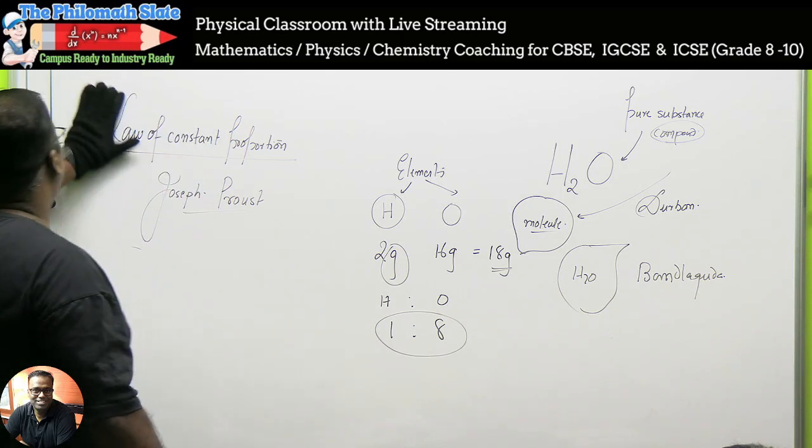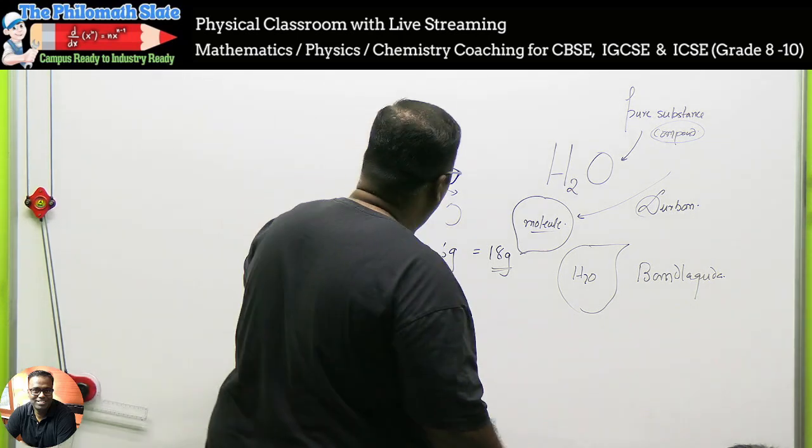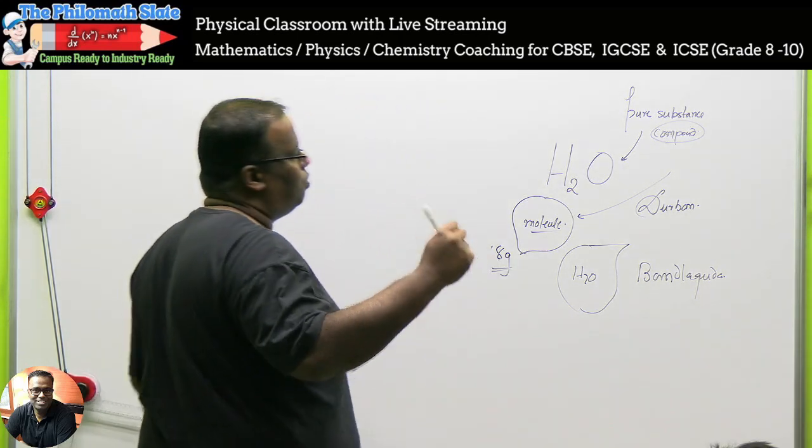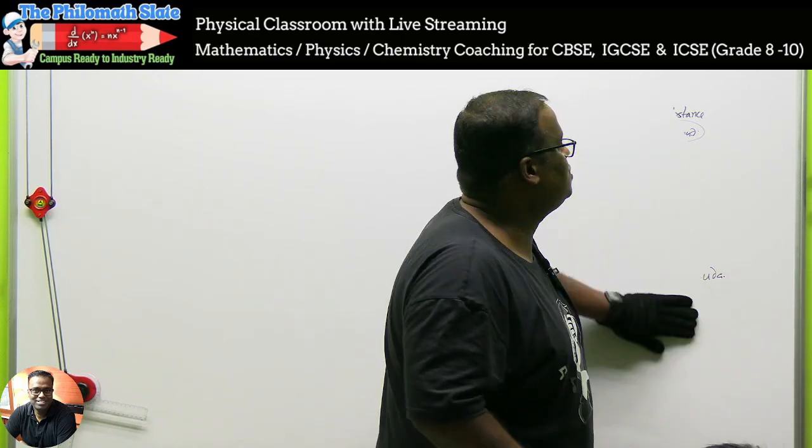The law of constant proportion tells me that if you have a pure substance which is a compound, it will always be composed of the same elements chemically combined together in a fixed proportion by weight, irrespective of where you are sourcing it from. It could be any substance.